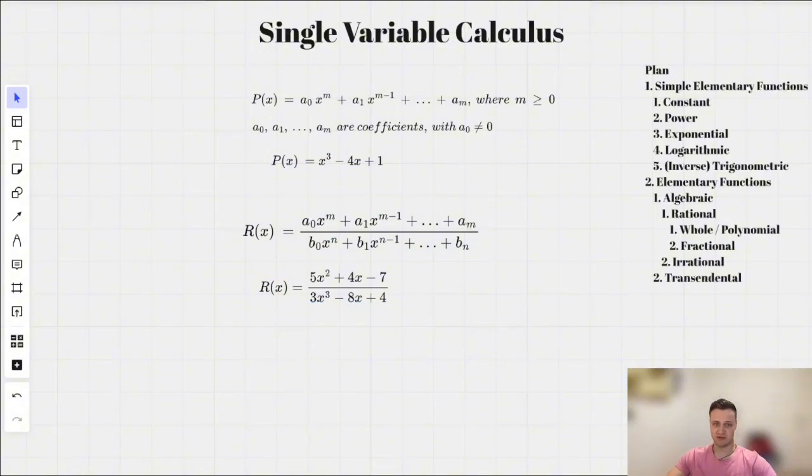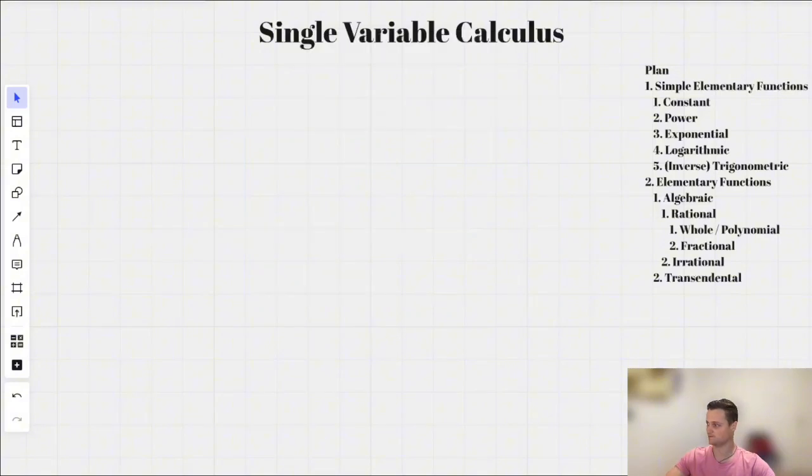So both polynomial and fractional rational functions, this is a fractional rational function, this is a polynomial function, they both belong to the class of rational functions. The opposite, of course, to the rational function is the irrational one. So let me depict this one.